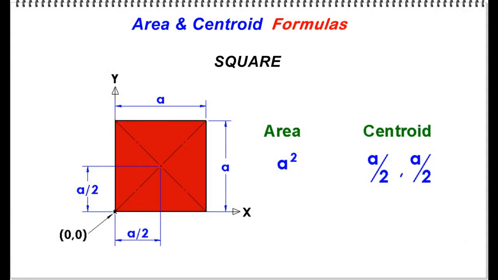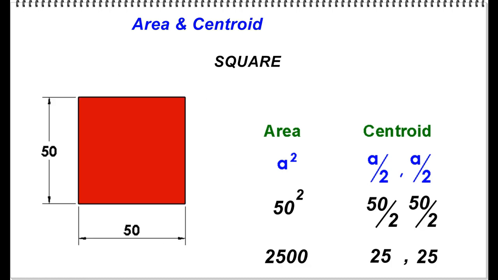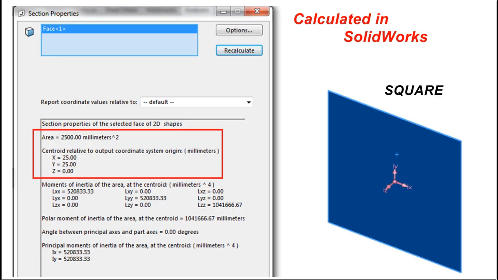Area and centroid formulas for a square and calculations is here. Area 2500, centroid 25,25 and it's calculated in SolidWorks with section properties tool which matches exactly.